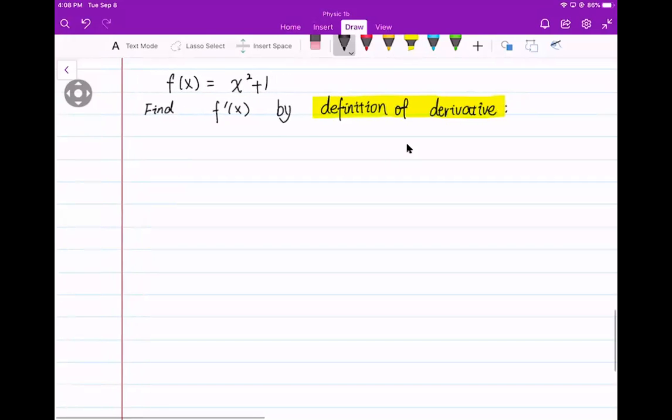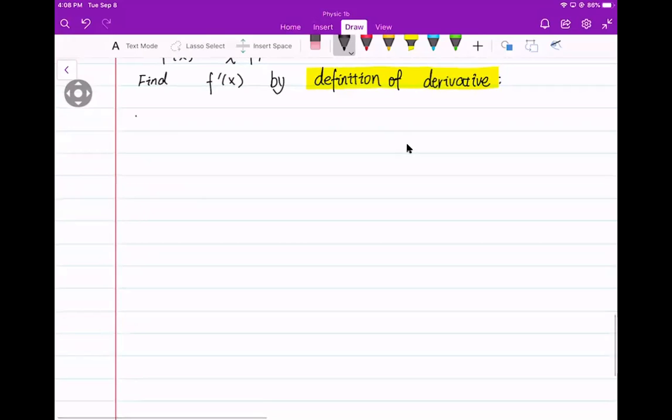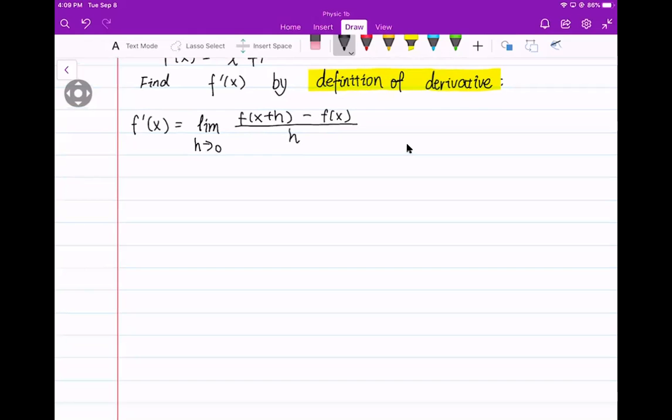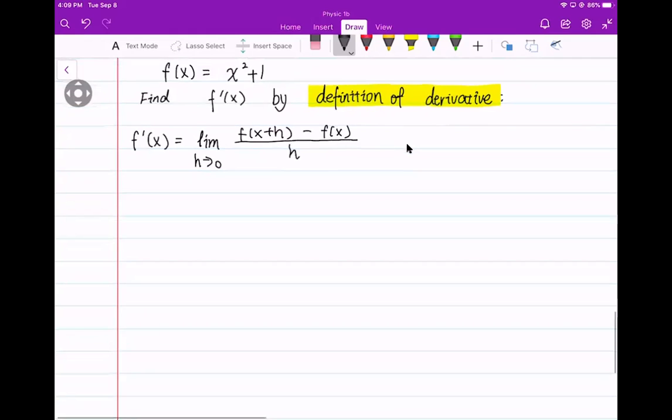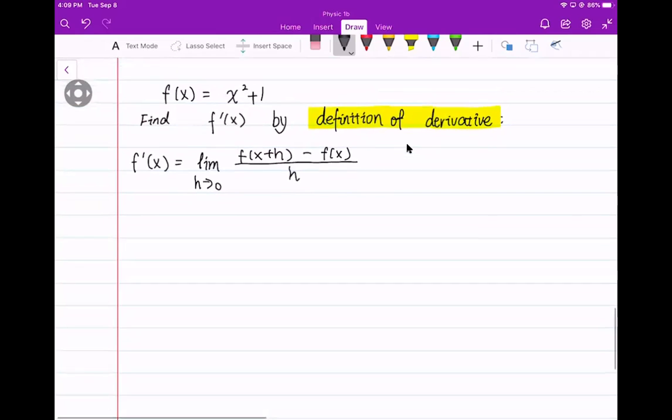Okay, so the formula or equation is f prime of x equals the limit as h approaches 0 of f(x plus h) minus f(x) over h. This is the equation for the definition of derivative. So every time you see definition of derivative, write down this equation. Okay, so now we just plug in f(x) equals x squared plus 1, right?